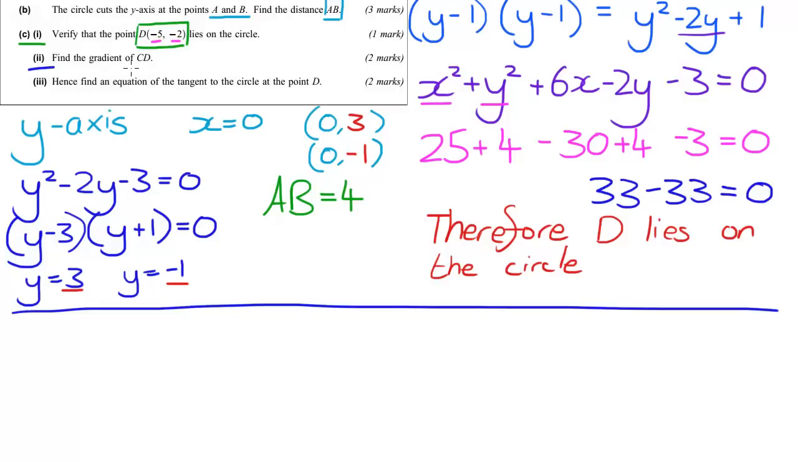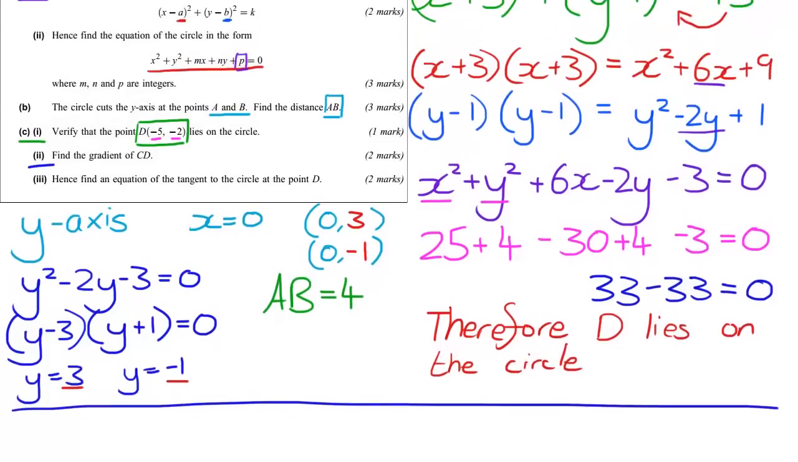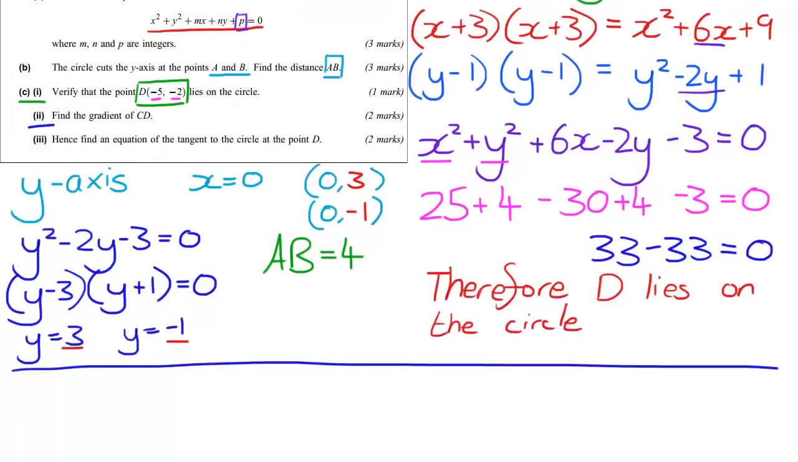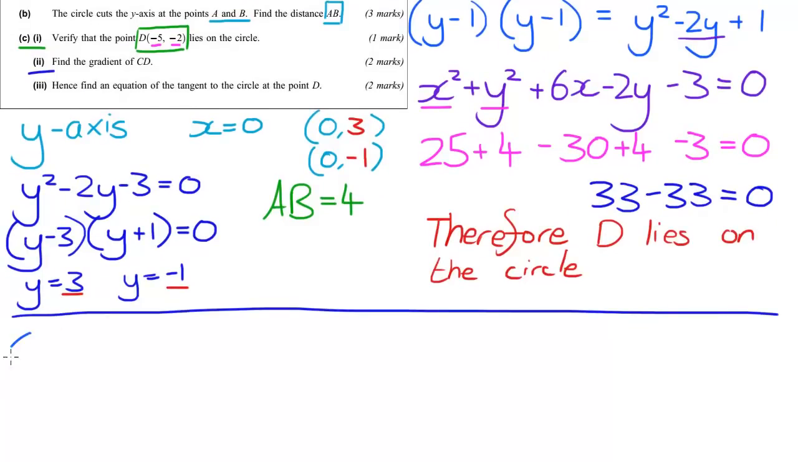So find the gradient of the line CD. Well, if you remember our point earlier, point C, let me go back up, point C is minus 3, 1. So let me write that down. C is minus 3, 1, and point D, which we know is minus 5, minus 2. And we need to know the gradient between these 2 points. So how do we do that? Well, it's just how we would do the gradient anytime. It's change in y over change in x.